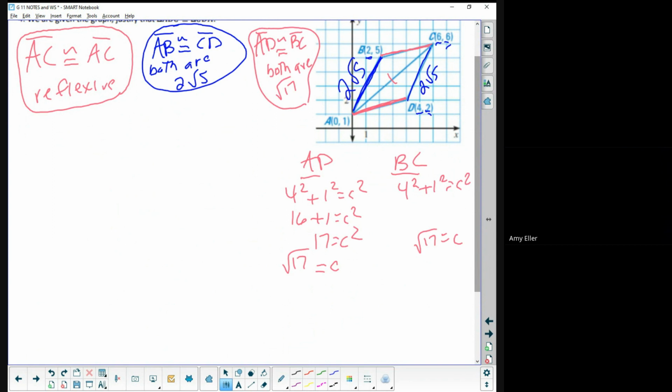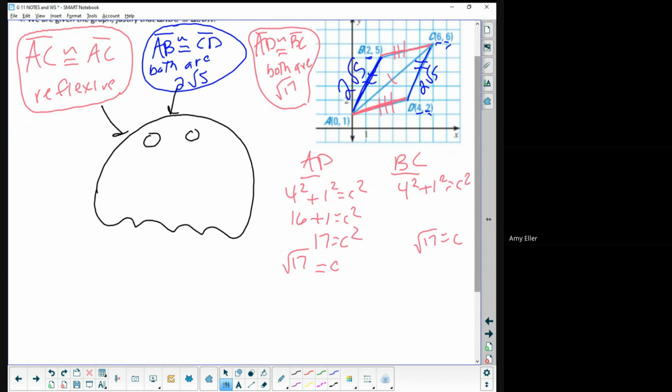Did you guys get root 17? Okay. If you've got that, you can go ahead and make this statement. AD is the same or congruent to BC. Put them all together to say triangles are congruent.